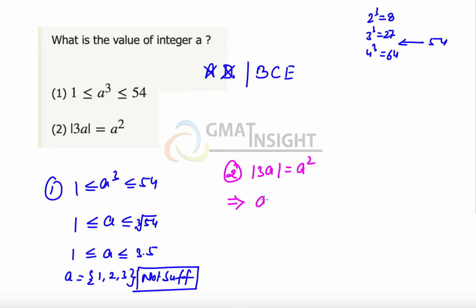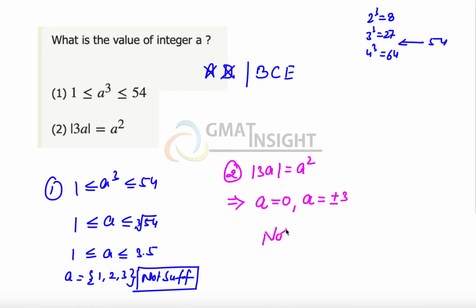One possibility is that a equals 0, because when a is 0 both sides are equal. The second possibility is that a is plus 3, but a can very well be minus 3 as well, because this equation is independent of the sign, and the left side and right side will always be positive irrespective of the sign of a. Again, the inconsistency remains, because we have 3 possible integer values of a. Therefore the second statement alone is also not sufficient.